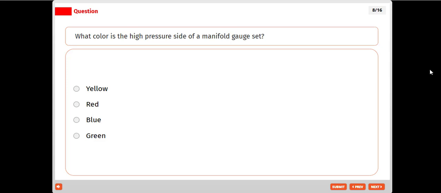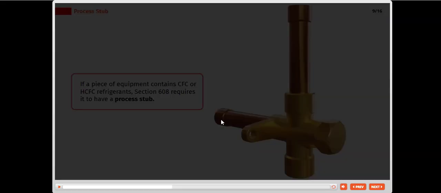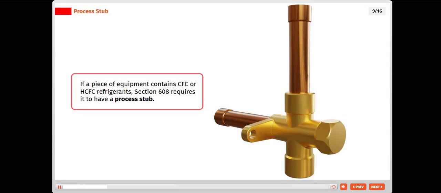What color is the high pressure side of the manifold? Red. If the piece of equipment contains CFC or HCFC refrigerants, Section 608 requires it to have a process stub.